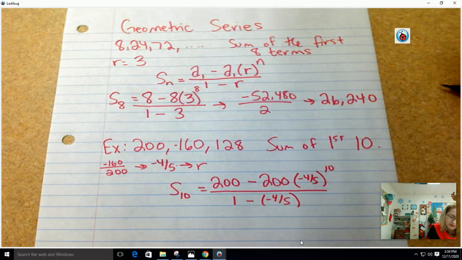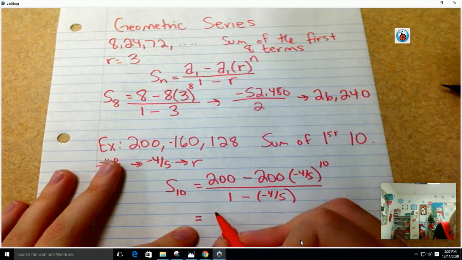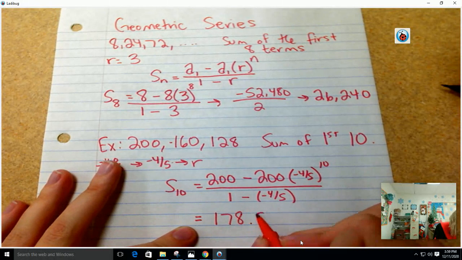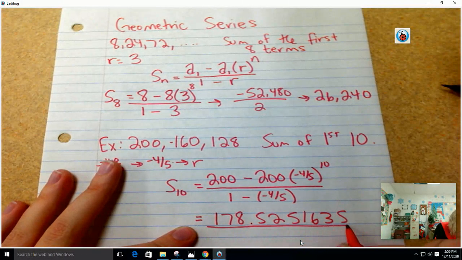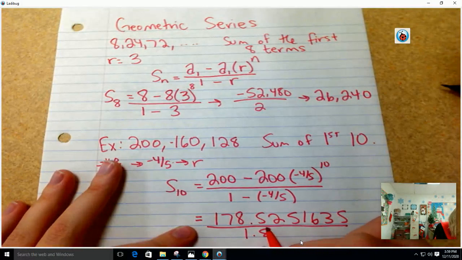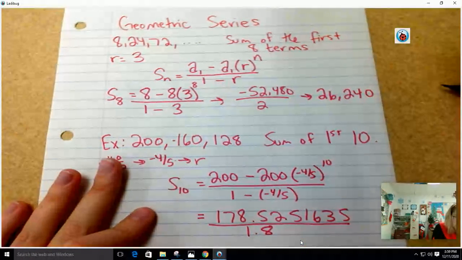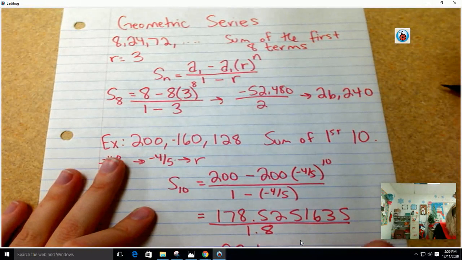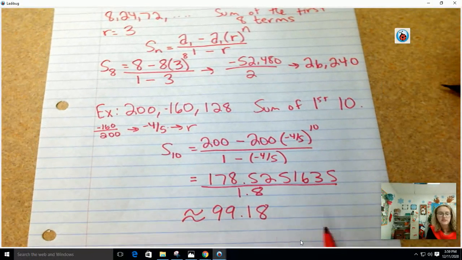So once you do all this, you're going to end up with 178.5251635 over 1.8. And that's going to give you roughly, this one wanted us to round to the nearest hundredth, 99.198. So this is what you would type in Delta Math. Just because you're getting these numbers does not mean you did it incorrectly at all. Just make sure you are reading what the problem says in terms of where you should round.